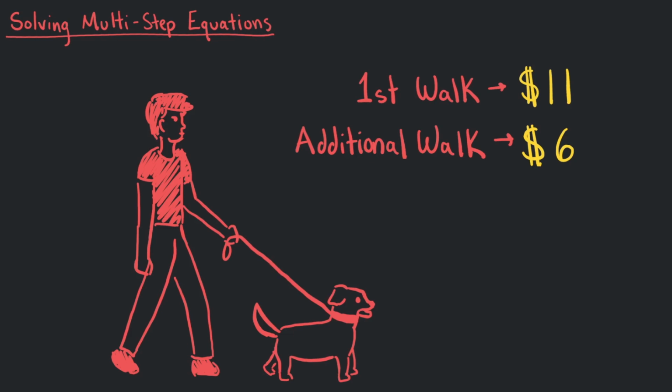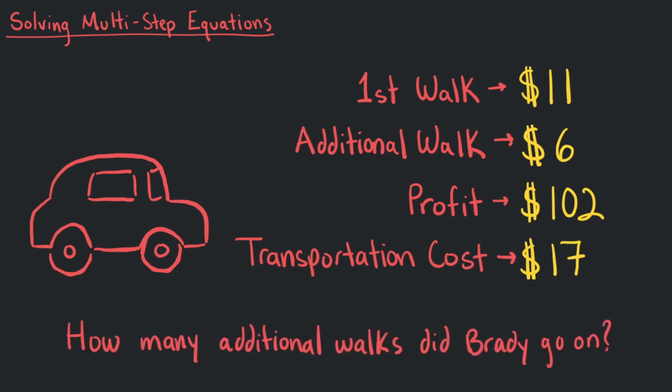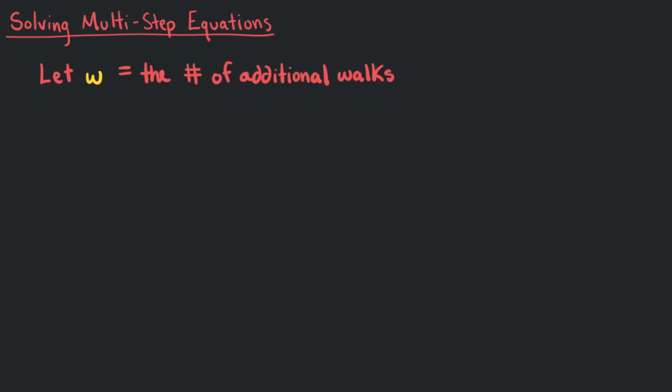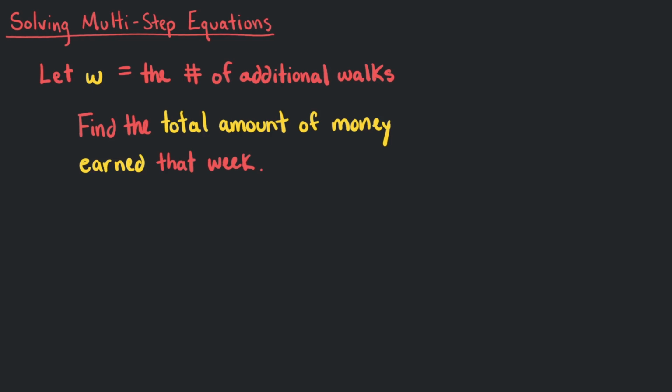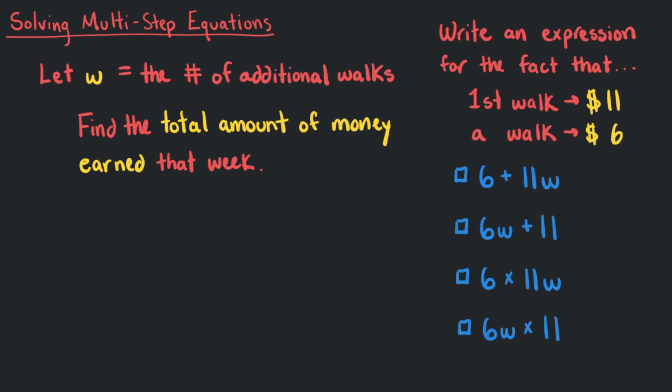If he earns $102 in his first week, after deducting $17 for transportation costs, how many additional walks did Brady go on? Let W equal the amount of additional walks Brady went on this week. First, we want to find the total amount of money Brady earned from walking dogs. Write an expression for the fact that Brady's first walk cost $11 and every additional walk was $6 each.